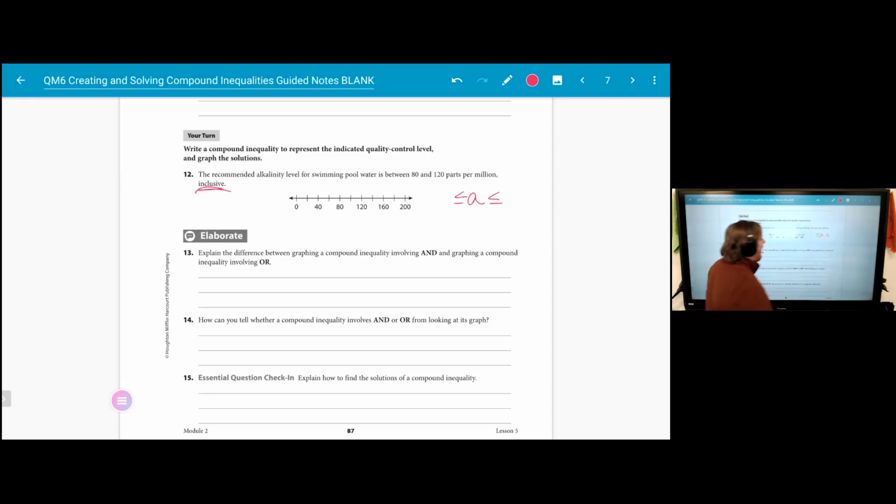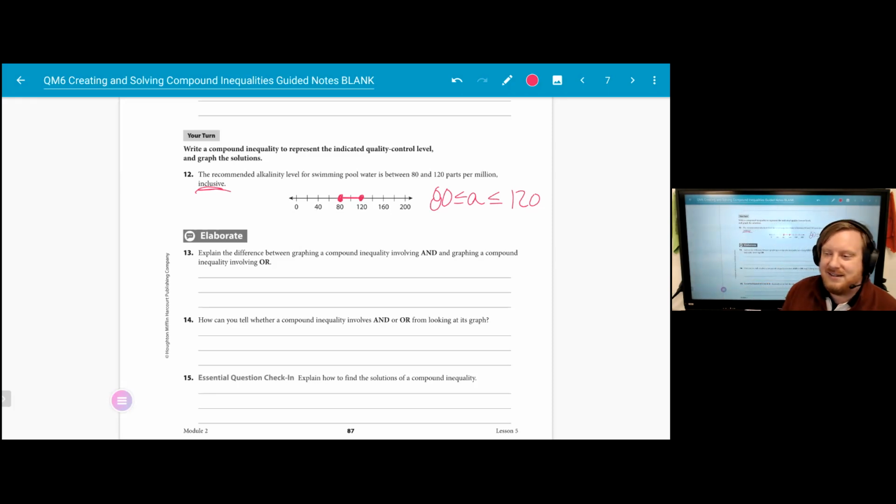I know because it says inclusive. A is going to have to be bigger than something and less than something else, but it could be equal to because it says inclusive. The lowest value is 80. The biggest value is 120. We're done with that part. Then to graph it. The lowest part is 80, but it could equal 80. The biggest part is 120. It could equal 120. And somewhere in between. There we go.